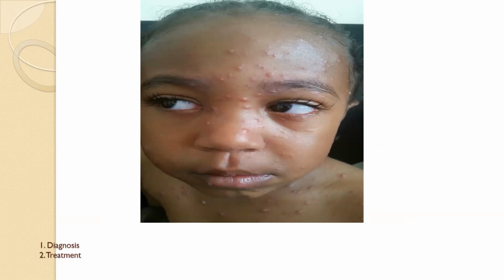Okay, so we've got this next case. Granny brings in her granddaughter with the above rash. She says that most of the children in the daycare have developed this rash, and it is very, very itchy. So diagnosis and treatment.